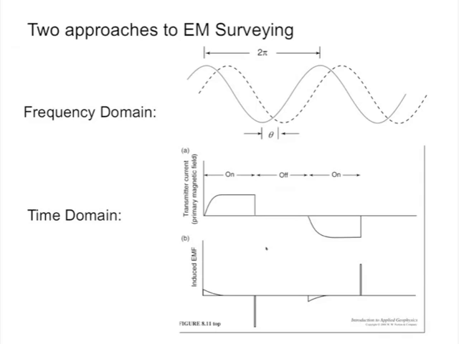So there are two approaches: frequency domain EM surveying and time domain EM surveying. In the frequency domain method, we have a transmitter coil, and we put a sinusoidal alternating current through that coil, so that coil is going to produce a sinusoidally alternating magnetic field. And then a little ways away, we'll have a receiver coil. It's just nanoseconds, hundreds of picoseconds, for the speed of light to get from our transmitter to our receiver coil.